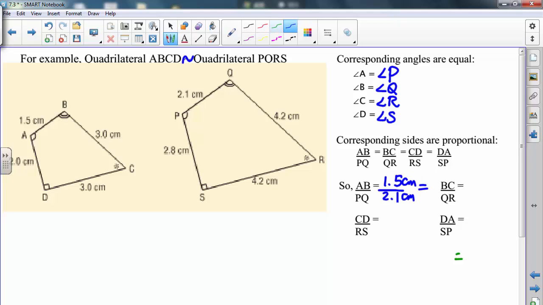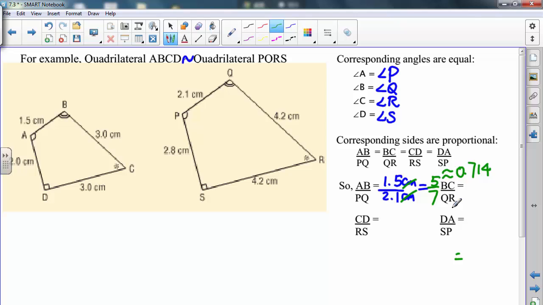But we all know this is a ratio. That means these two quantities have the same unit, so I can cancel the unit. So 1.5 to 2.1, I can reduce this fraction to the lowest term, 5 to 7. This is like the scale factor. If you want to change this ratio to a decimal, that's also okay. This decimal is approximately equal to 0.714.